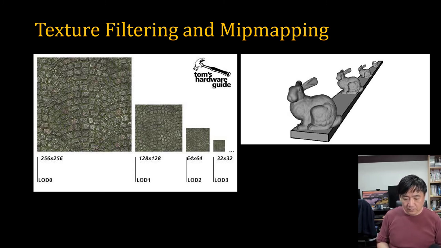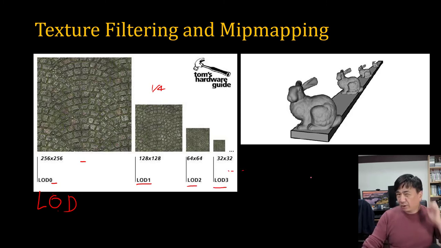Minmap works like this: if the original image has 256 by 256 resolution, we use it as level of detail 0, LOD being level of detail. And then the hop size in the x direction and y direction is 1/4. We automatically generate level of detail 1, level of detail 2, level of detail 3, like this. You can also define level of detail with geometric data, because you don't have to use detailed geometric data when the object is far from the camera.